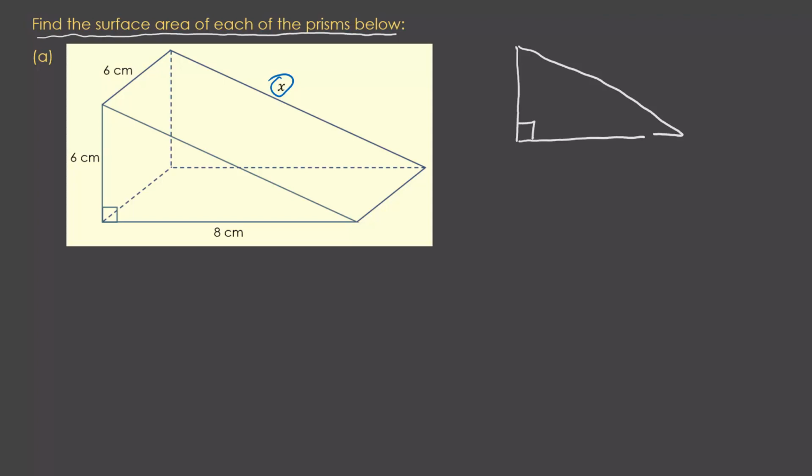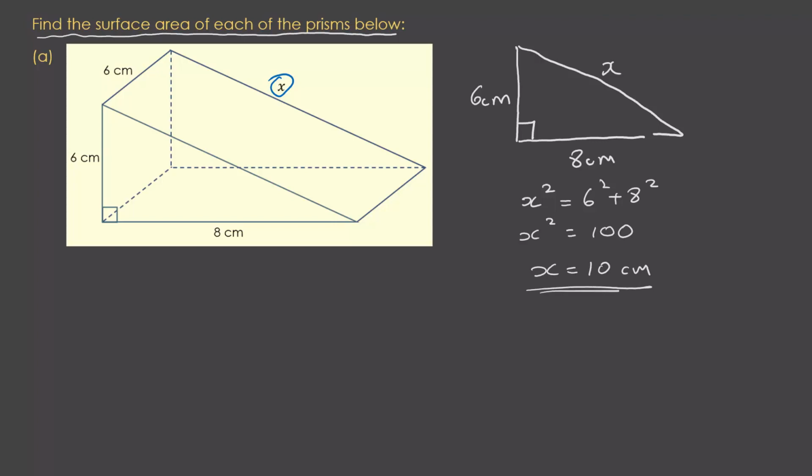So it's 8 centimeters this way, 6 centimeters that way, and this is X. So Pythagoras' theorem gives me X squared is 6 squared plus 8 squared. That's 36 and 64, which is 100. And so that gives me that X is equal to 10 centimeters. So I can now start identifying my surfaces.